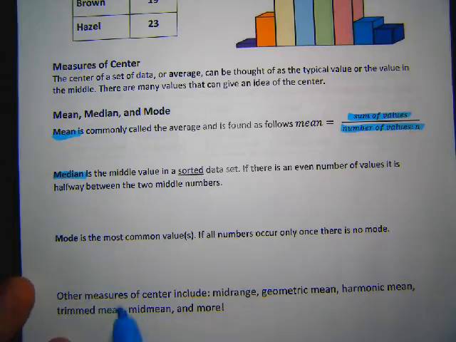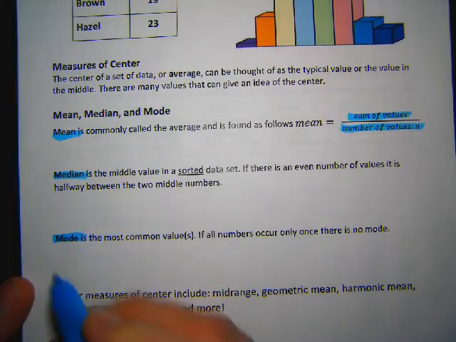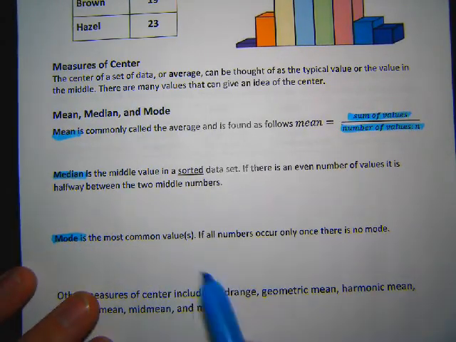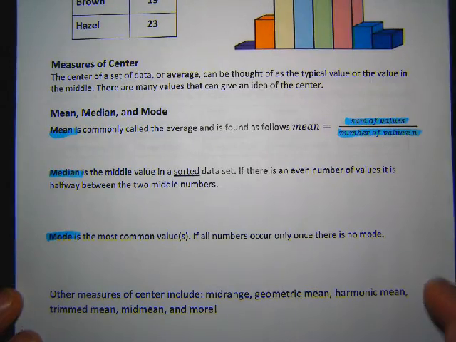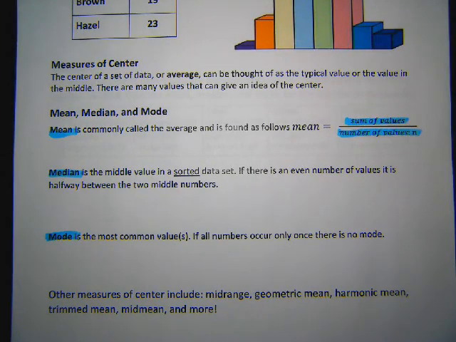Mode is the most common. You just look for what number showed up the most often. So the most common value. A lot of times mode doesn't make sense and isn't very useful, especially in the example problems we're going to do, because when you only have 5, 10, 15 numbers, a lot of times you don't have more than one of a number, and if you do, it's just some random value that ended up having two. So mode is not useful for small sets of data.